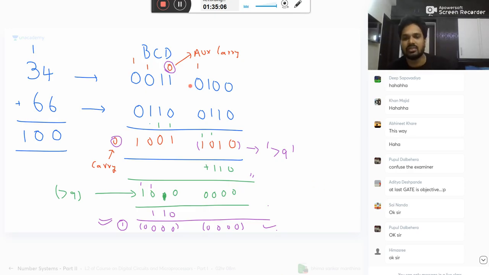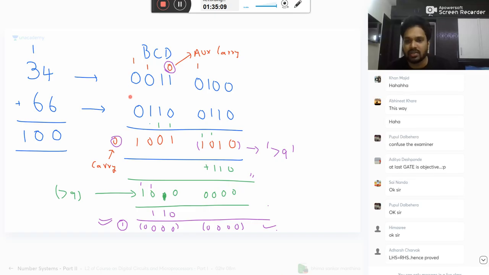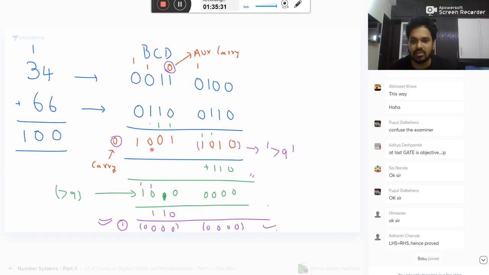Let me repeat this quickly. You add two BCD numbers. After getting the result, check two things: is this greater than 9, or is the auxiliary carry 1? The auxiliary carry is what you get after this addition. If any one of them is true, add 6 here. Similarly, check here also: is it greater than 9 or is the auxiliary carry equal to 1? If any one of them is true, add 6. Here it is not true, so I have not added anything.